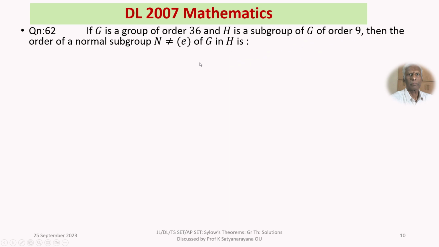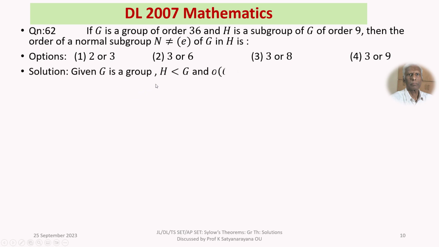So how many non-trivial normal subgroups N of G are there in H? That is the question. We are given options 2 or 3, 3 or 6, 3 or 8, 3 or 9. So the solution: given G is a group, H is a subgroup of G, given order of G is 36, given order of H is 9.